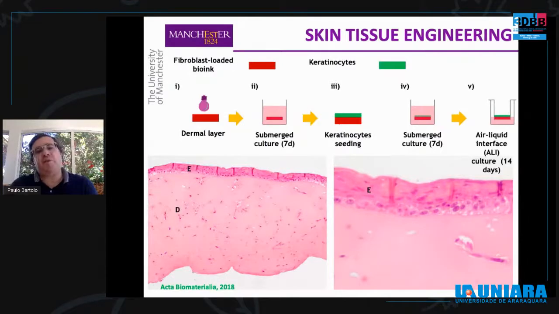So first we print the pectin with fibroblasts. After that, we submerge the printed material in culture media during 7 days. And then we print the bio-ink containing keratinocytes, and again, submerge the material in culture media during 7 days. And after that, we expose the upper layers to air, creating an air-liquid interface to induce stratification.